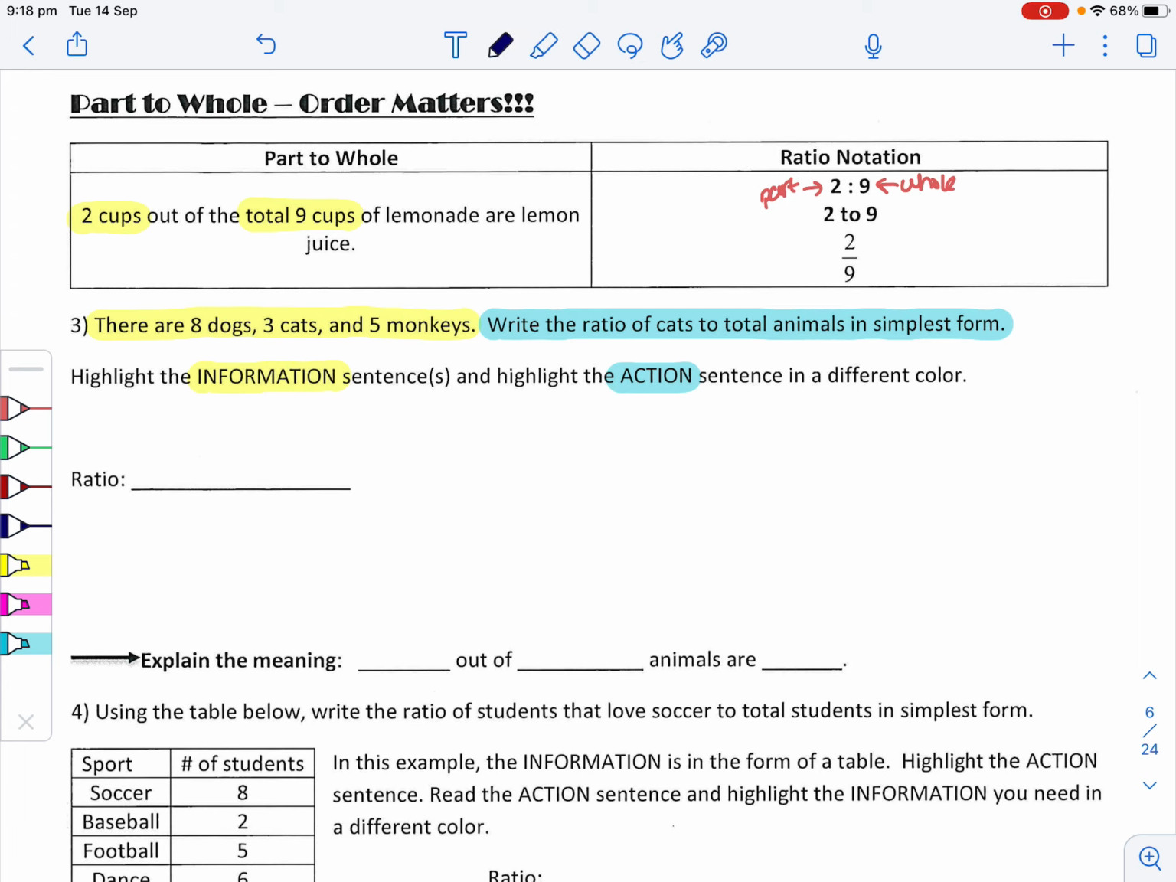Just like I did in part to part, I am going to write in words for part to whole. Okay, so when this says write the ratio of cats to total animals, that's going to be my ratio. So I've got cats over total animals.